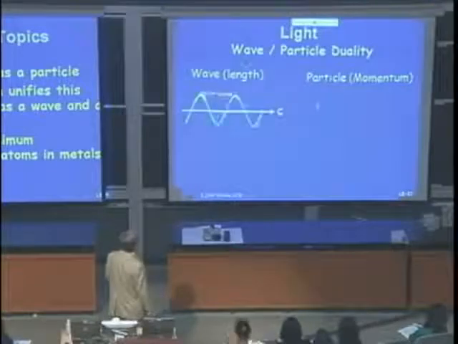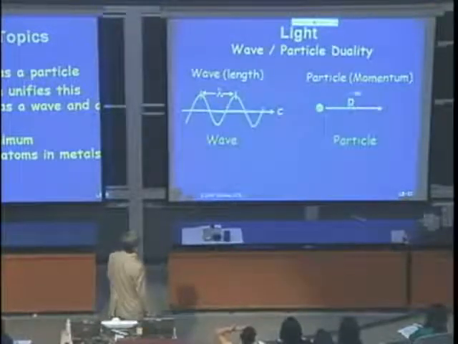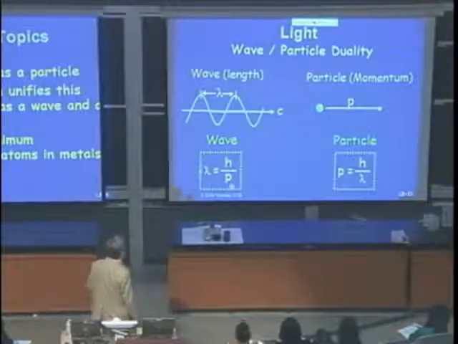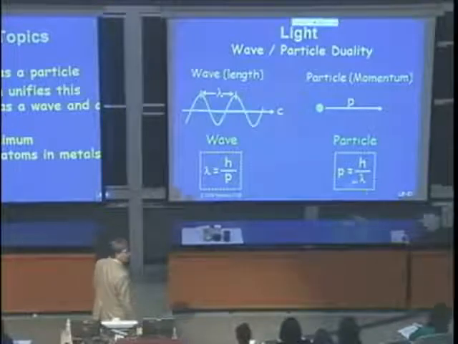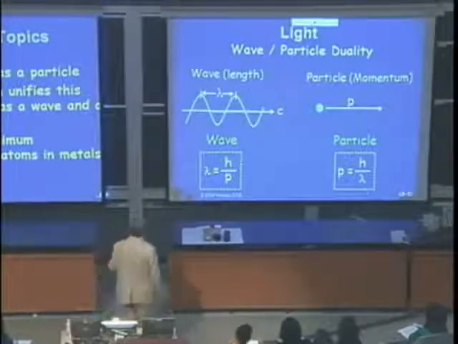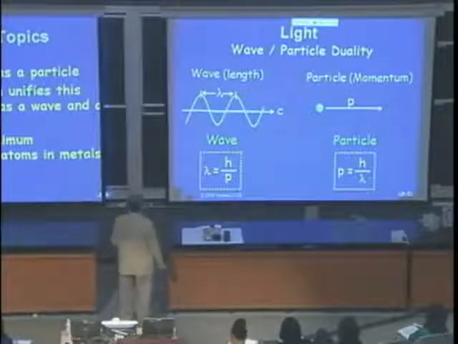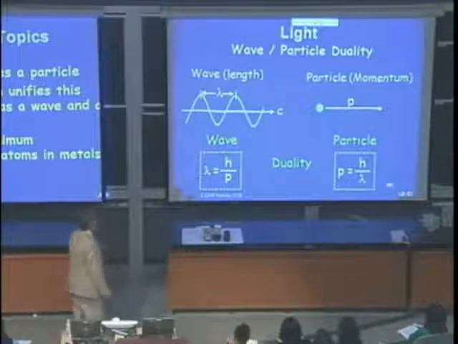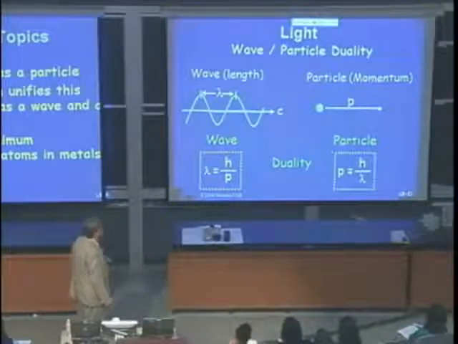That would be the wavelength, we say lambda, and this would be the particle with momentum. And for the wave, if you know the wavelength, you can calculate the momentum. If you know the momentum, you can calculate the wavelength. This is Planck's constant here, which will be given to you if you have to do this. So now, there's this duality, and this is how it is rectified. It can be a wave, and it can be a particle.